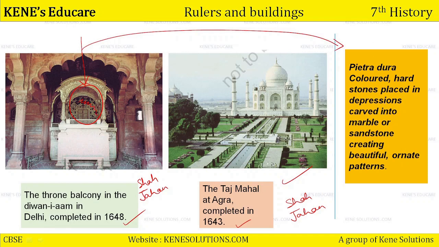Hard stones placed in depressions carved into marble or sandstone, creating beautiful ornate patterns. All this pattern is the most beautiful pattern which everyone needs to see in the architectural style during the Mughal period. The most important and most attractive point is the Pietra Dura, which was inlaid properly in the background of the seat of the king.